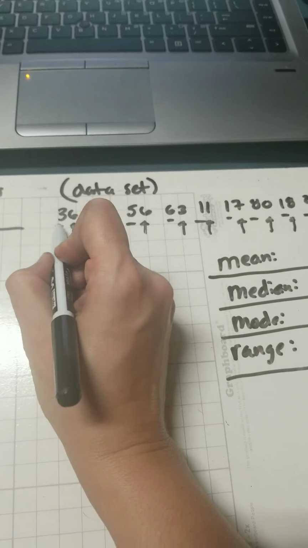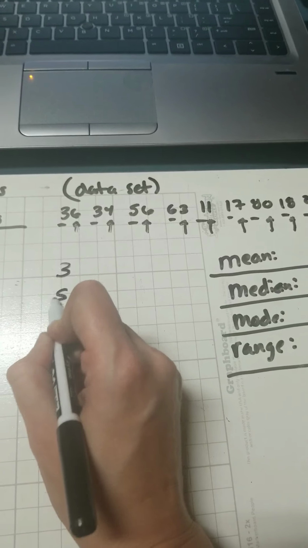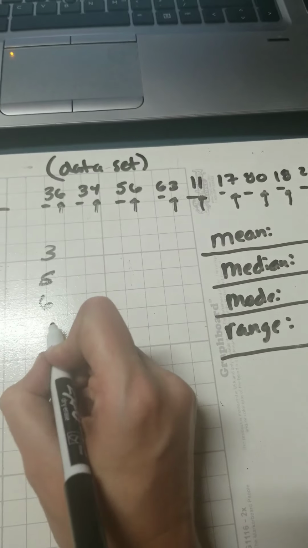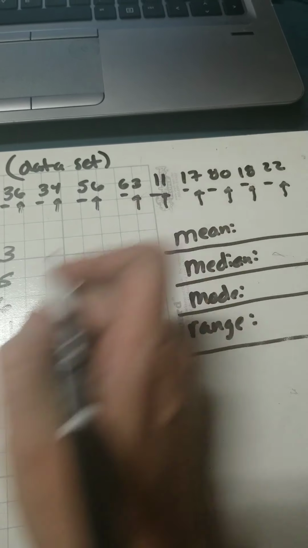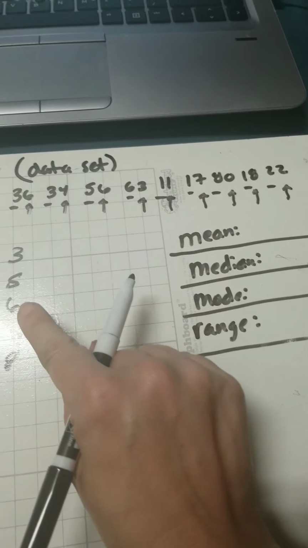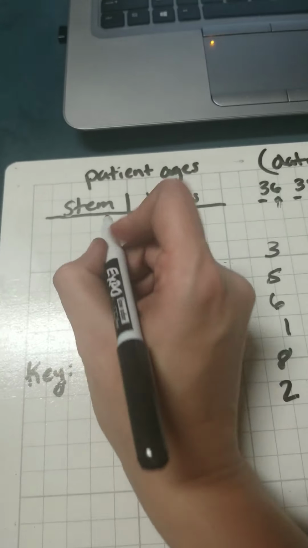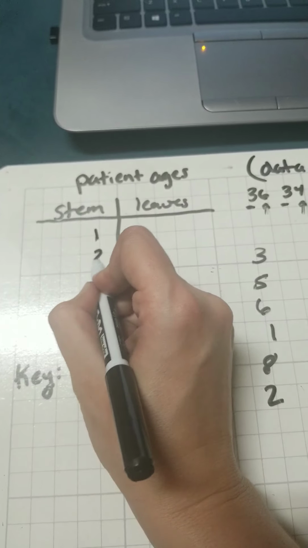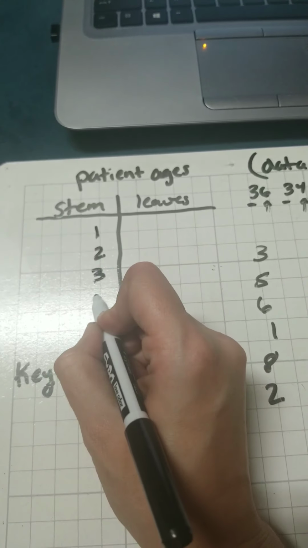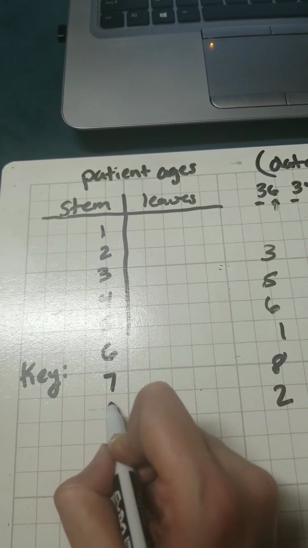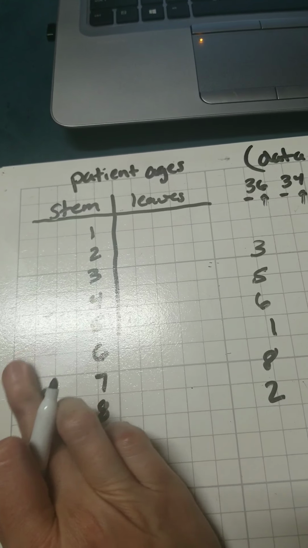So our leaves should be 3, 5, 6, a 1, an 8. I already have a 1. I don't have to redo that stem, and a 2. So the stem should actually be 1, 2, 3, 4, 5, 6, 7, and 8.